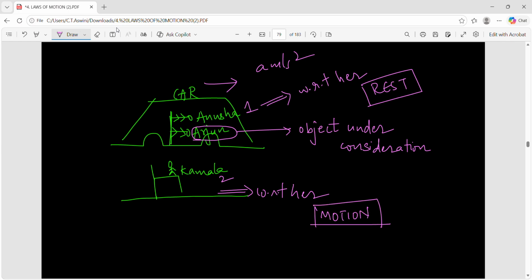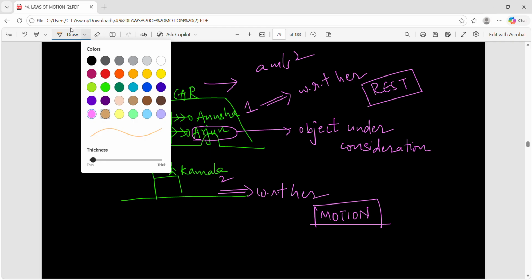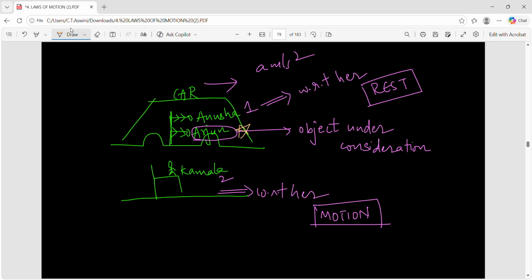That means object under consideration is same. You are seeing the state of Arjun itself. Object under consideration is same, but observers are different. So with respect to different observers, we are seeing different states for Arjun. With respect to Anusha, he is in rest. With respect to Kamala, he is in motion. So what does it mean? It means that always motion is relative.